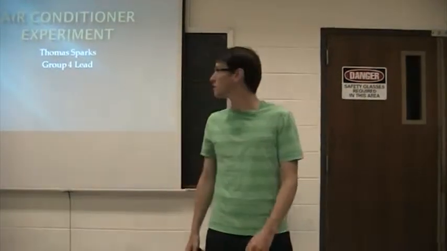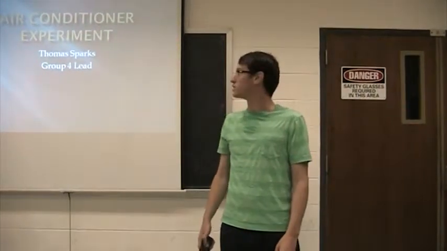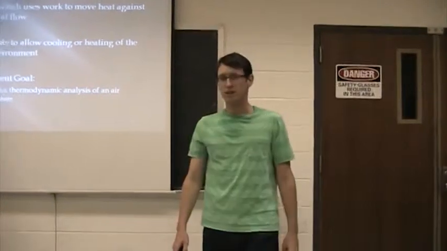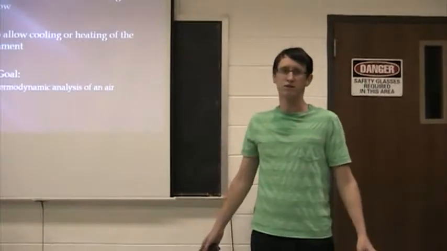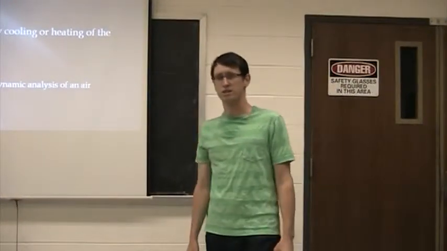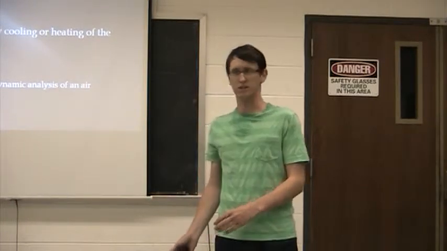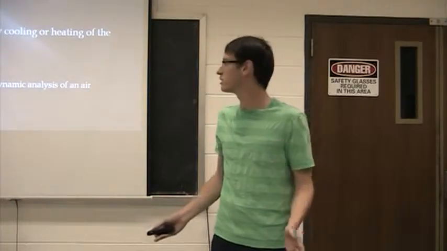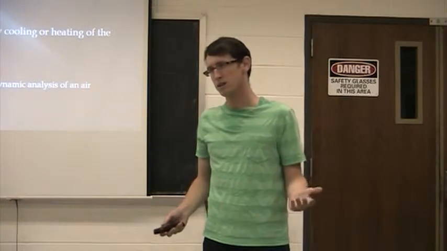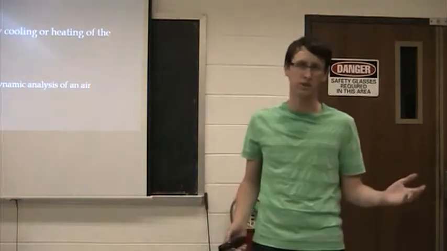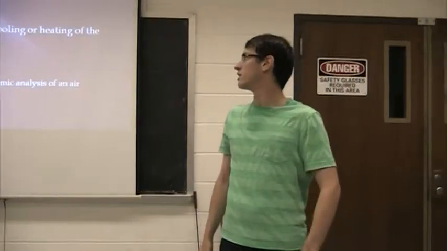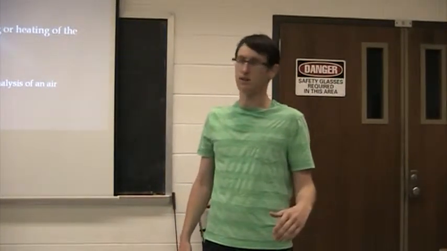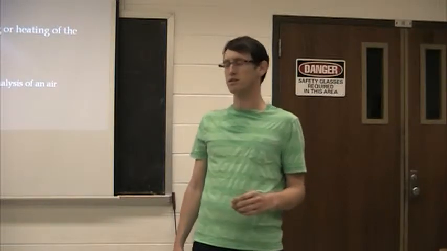I'm Thomas Sparks, Group 4 lead for Experiment 4, the air conditioner experiment, and I'll give you a little bit of background information. An air conditioner is a heat pump. It takes heat and makes it go against its natural flow, hence the pump. They're reversible, so you don't have to have separate heating and cooling systems in your house. That's done by the valve that we'll see in just a second.